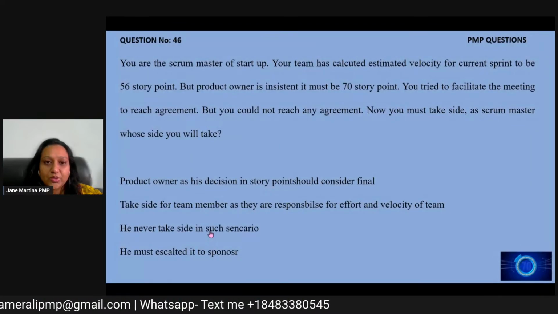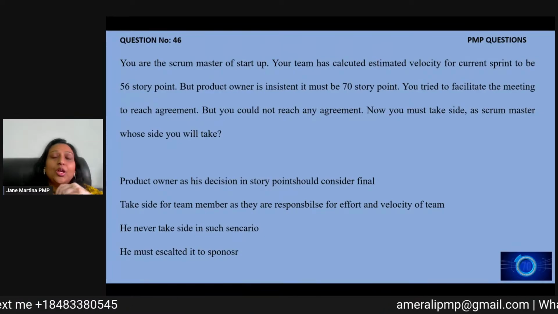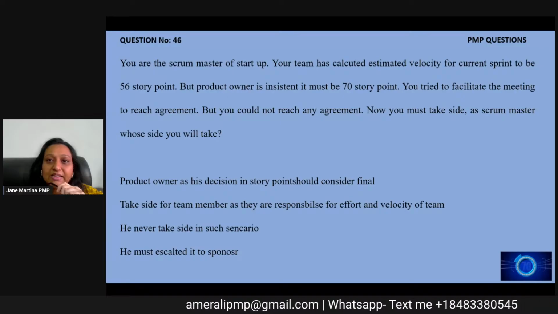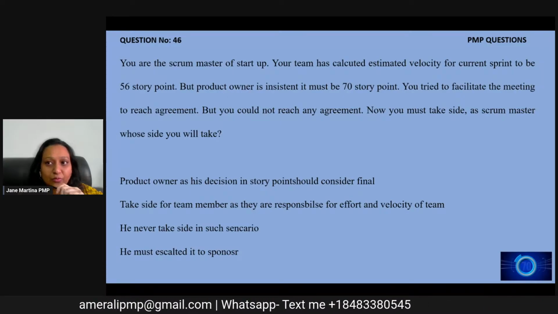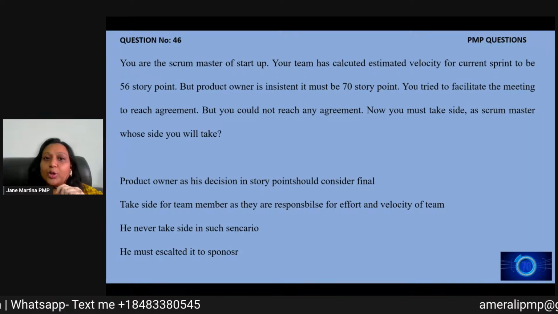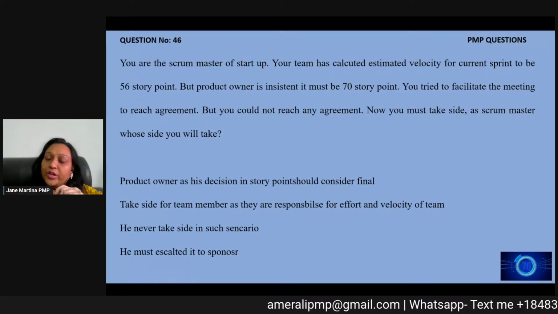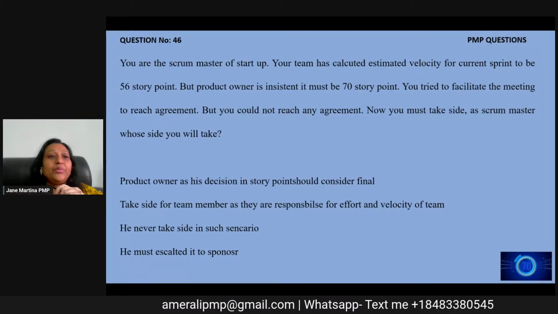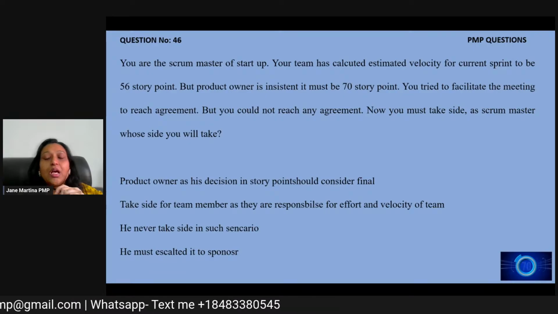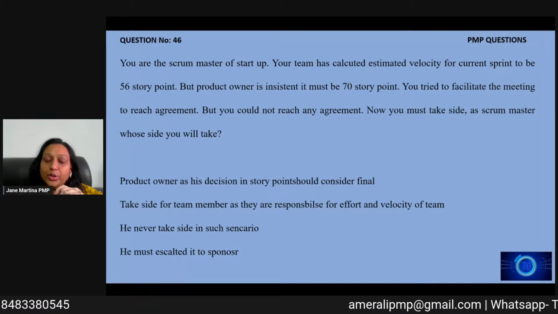So the first question of today's session. You are the Scrum Master of a startup. Your team has calculated estimated velocity for current sprint to be 56 story points, but the product owner is insistent that it must be 70 story points. You try to facilitate the meeting to reach agreement, but you could not reach any agreement. Now you must take side as Scrum Master. Whose side will you take?